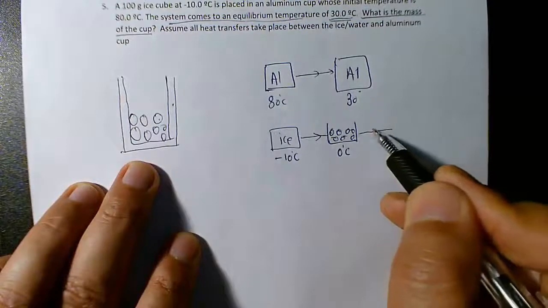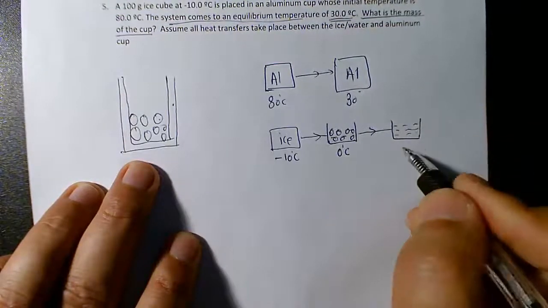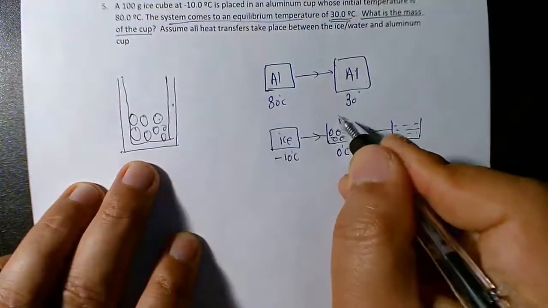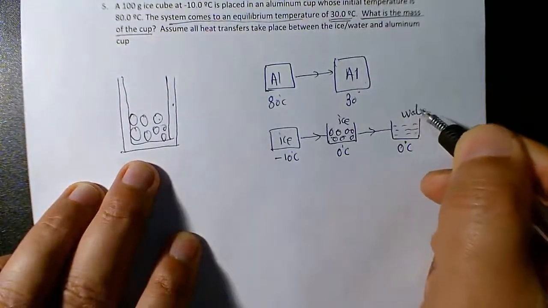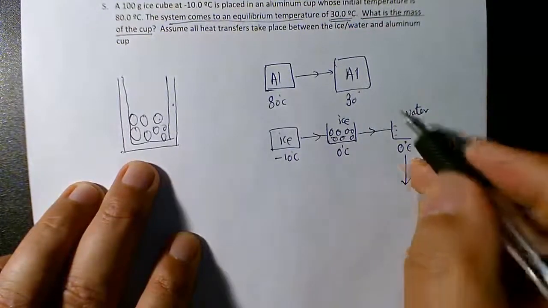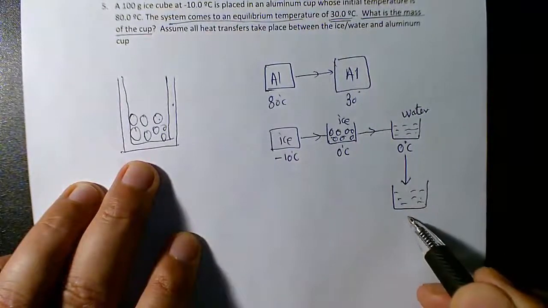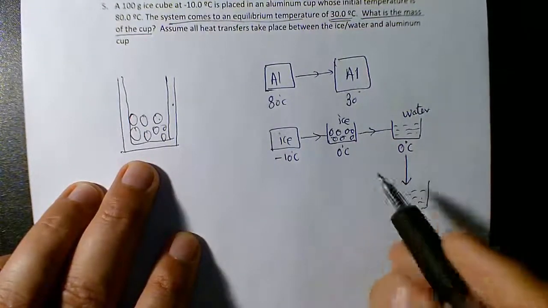Okay, then the ice will melt, and this is a phase transformation, it's called heat transformation. So 0 degree ice to 0 degree water, right? And then it will go from 0 degree water to 30 degree water, right? Because we know the final equilibrium temperature is 30 degrees. So that's the step of heat.